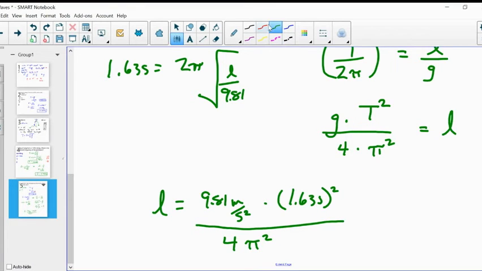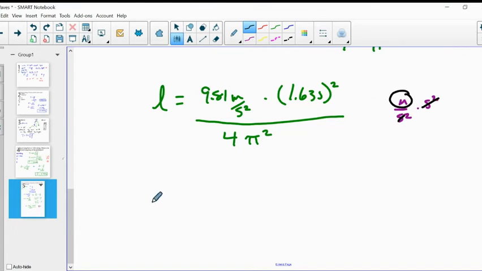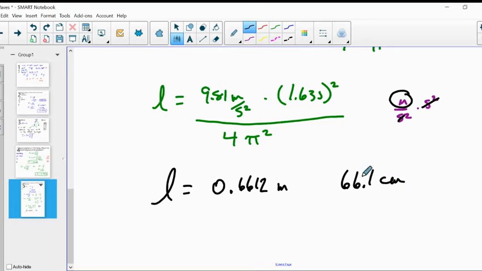And I'm also going to look at my units here once again. I got meters over second squared times second squared. And this cancels out. I'm going to be left with meters, which is great because I was hoping for length. And I'm going to find that my length here is equal to 0.6612 meters, or I'm going to say 66.1 centimeters.